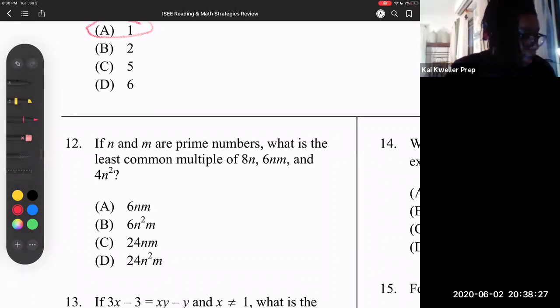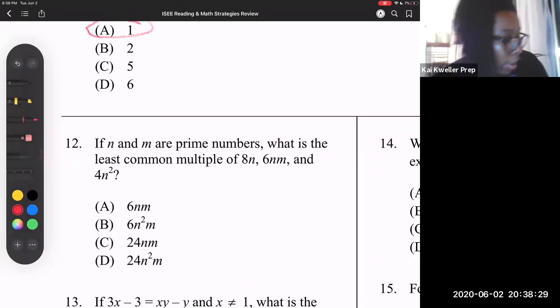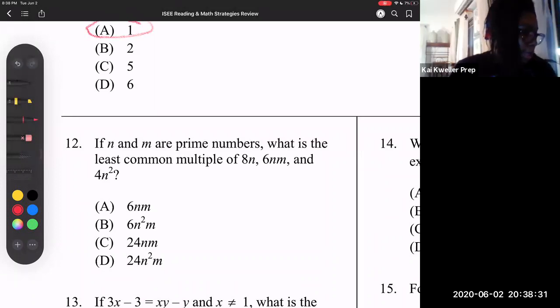What is the LCM? So the least common multiple of 8n, 6nm, and 4n squared.